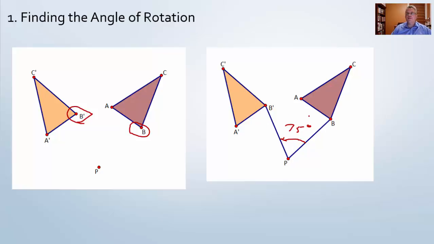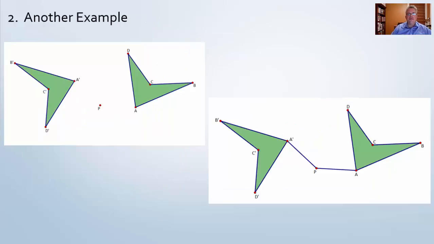Now, if I had used points A and A prime, it would have worked out being the same thing. I would have got the same angle. Or if I had drawn a line from P to C and P to C prime, same angle. All the points rotated through the same angle. All right, let's take another example of this.